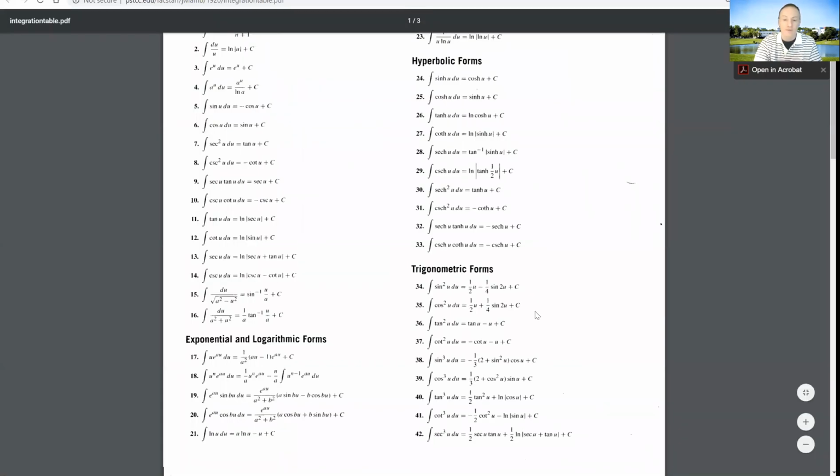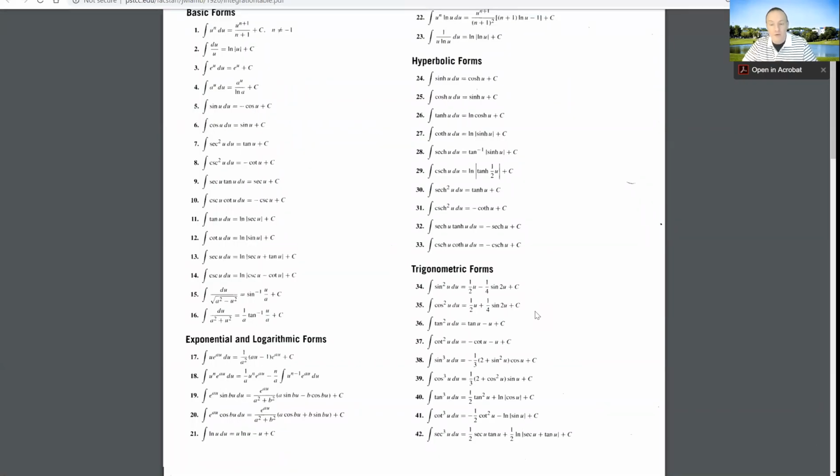The table formulas, I've put them on your Brightspace page underneath where I've done the section videos, the lecture notes for each section. You'll notice I have this posted in there.